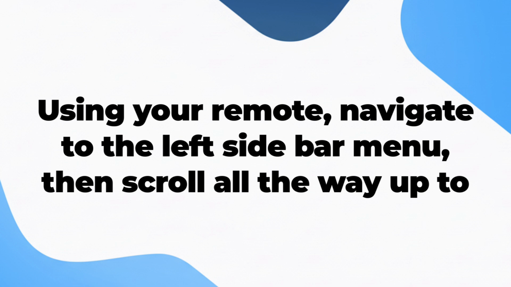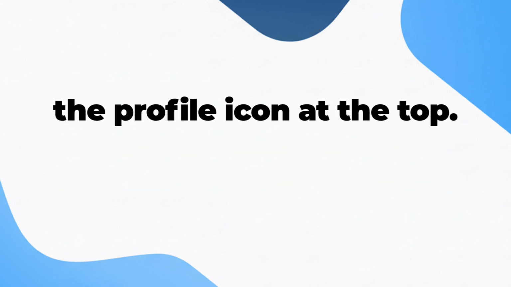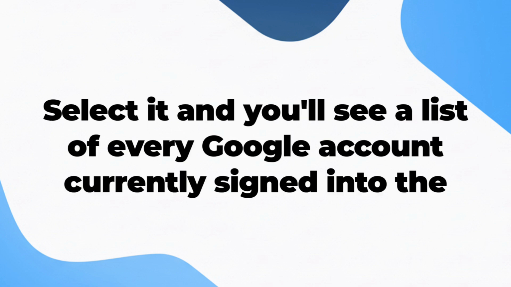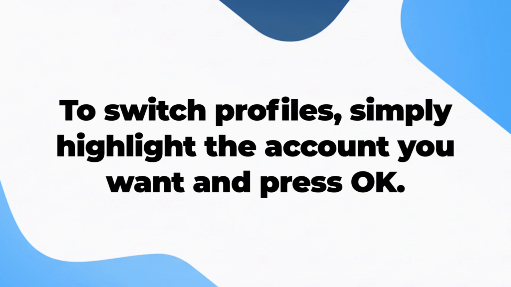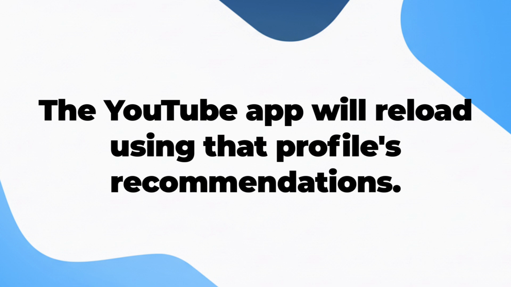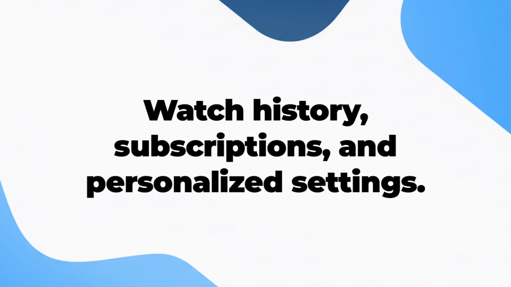Using your remote, navigate to the left sidebar menu, then scroll all the way up to the profile icon at the top. Select it, and you'll see a list of every Google account currently signed into the device. To switch profiles, simply highlight the account you want and press OK. The YouTube app will reload using that profile's recommendations, watch history, subscriptions, and personalized settings.